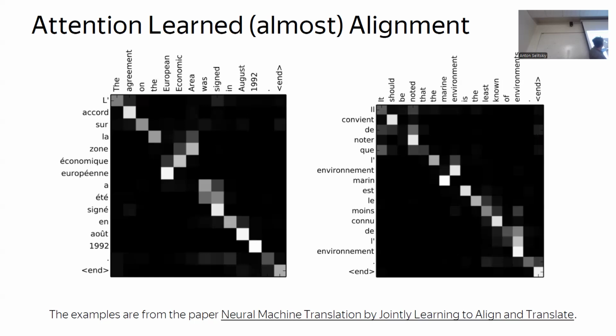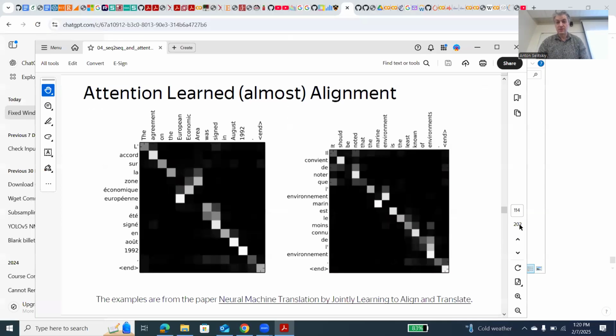So yeah, you can see that for this word European, it looked not at the diagonal term, but at the other word that actually is European. So this is the idea of attention. Now let's go to the code example.